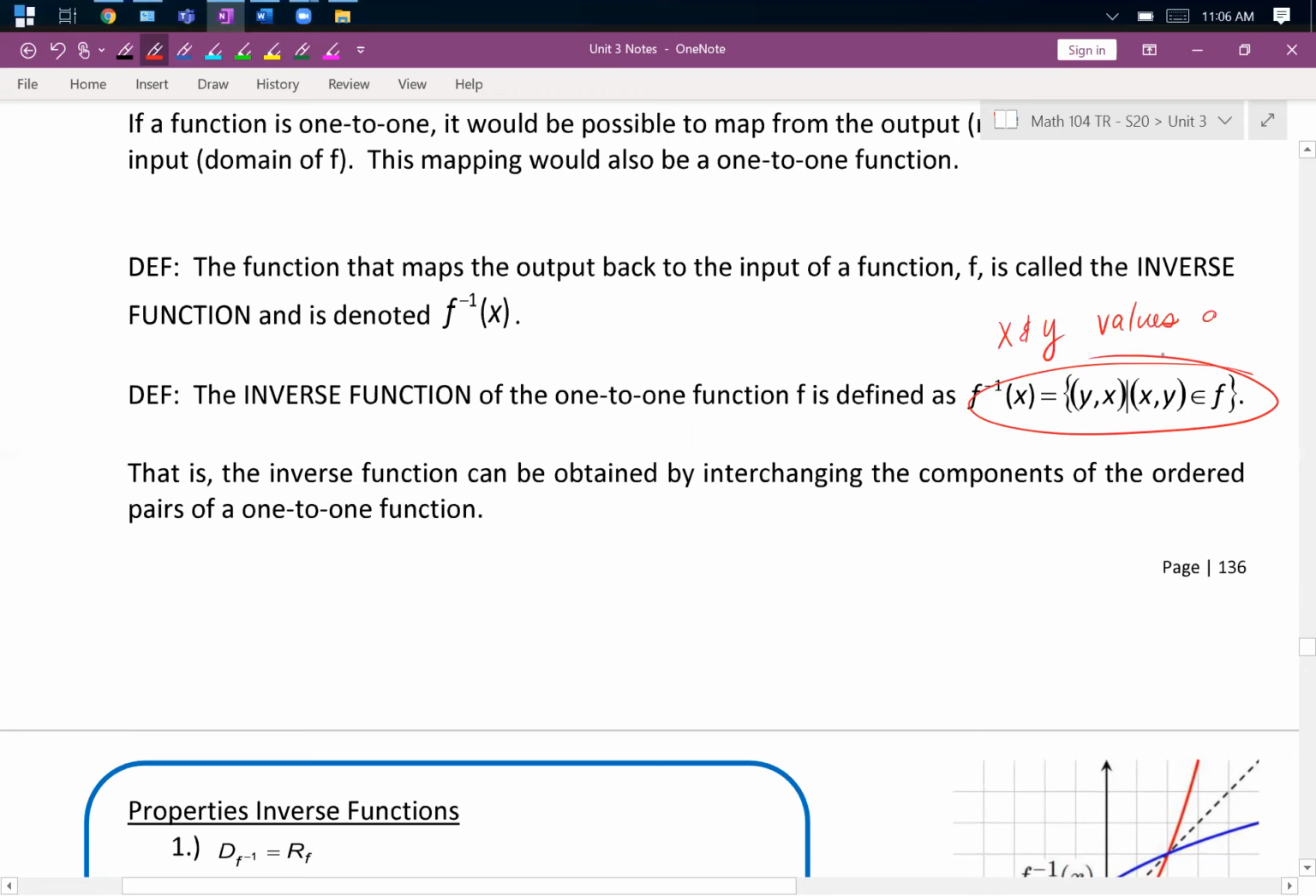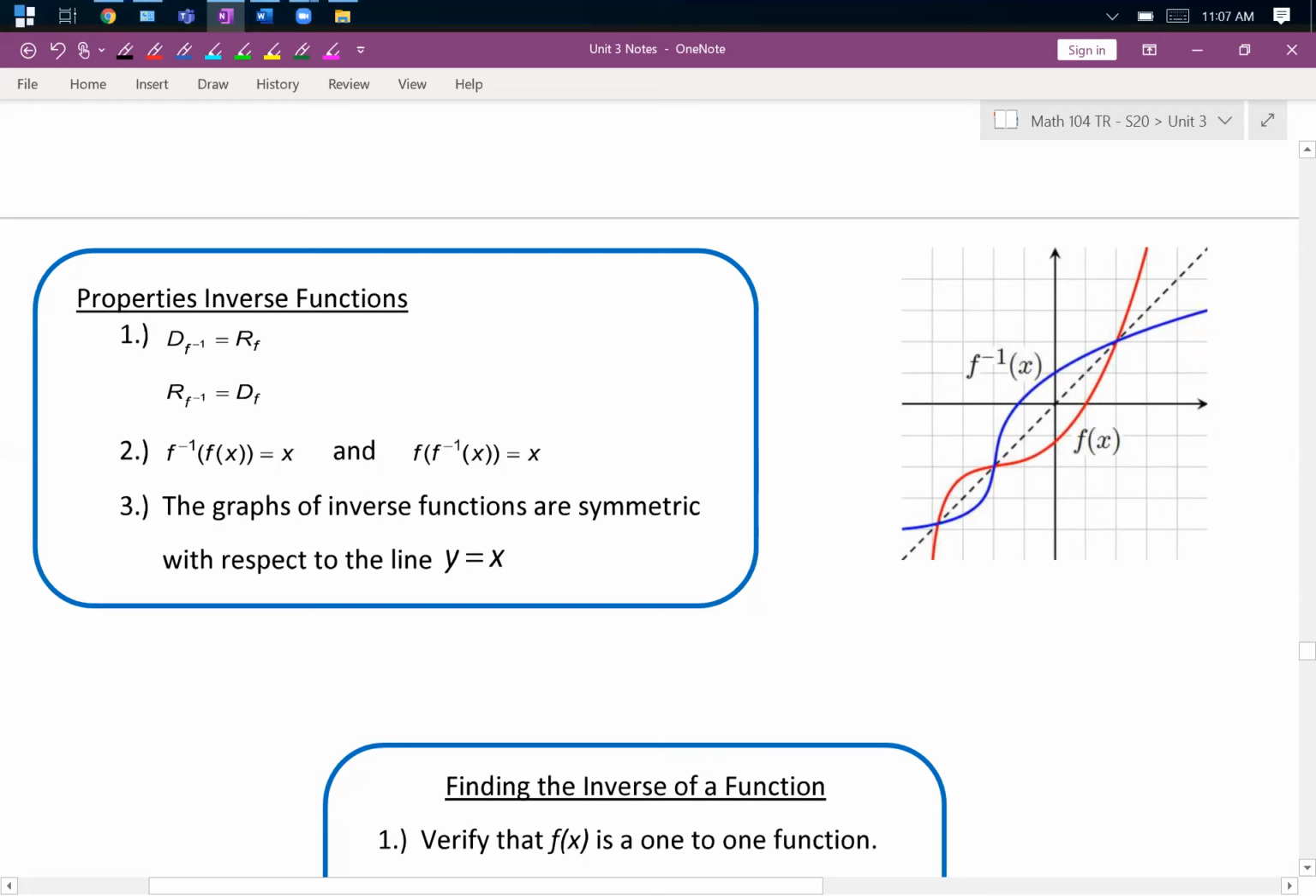Inverse functions have a couple properties. First off, the domain of the inverse function is equal to the range of the original function, and the range of the inverse function is equal to the domain of the original function. Our second property says that if you perform function composition with a function and its inverse, you will always get x. And we know that function composition is not commutative, so you'll see I have it in both orders, and either way, we're going to get x. And then lastly, the graphs of inverse functions are symmetric with respect to the line y equals x.